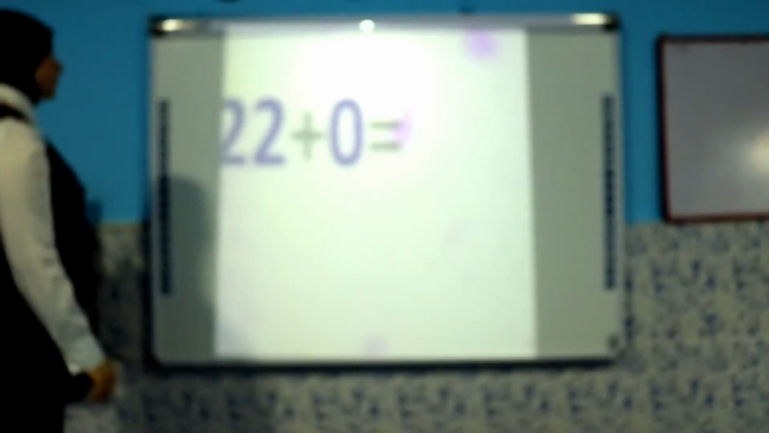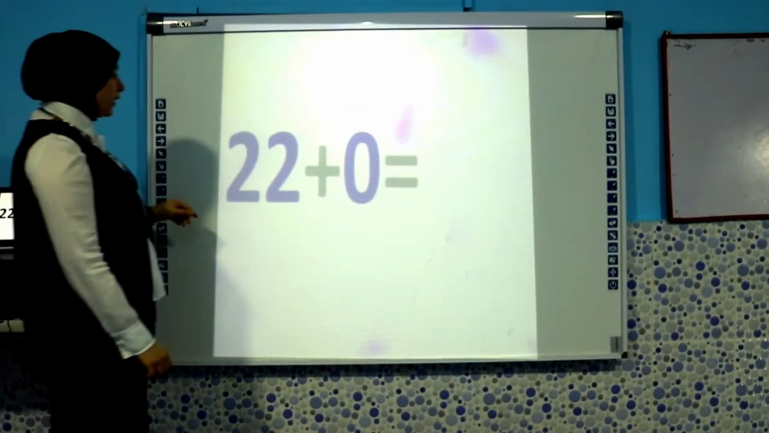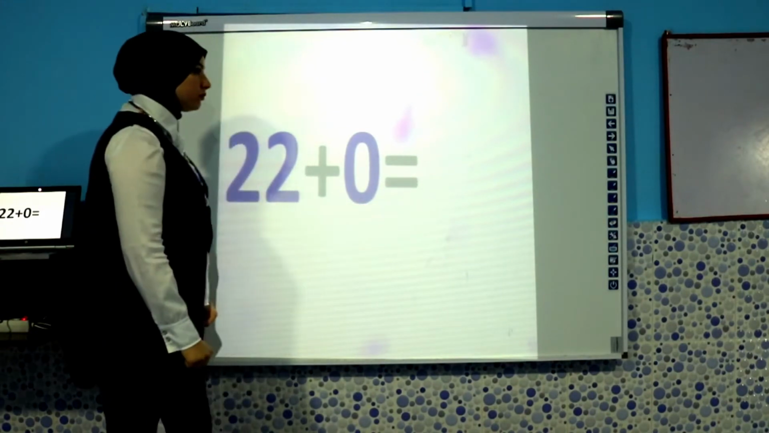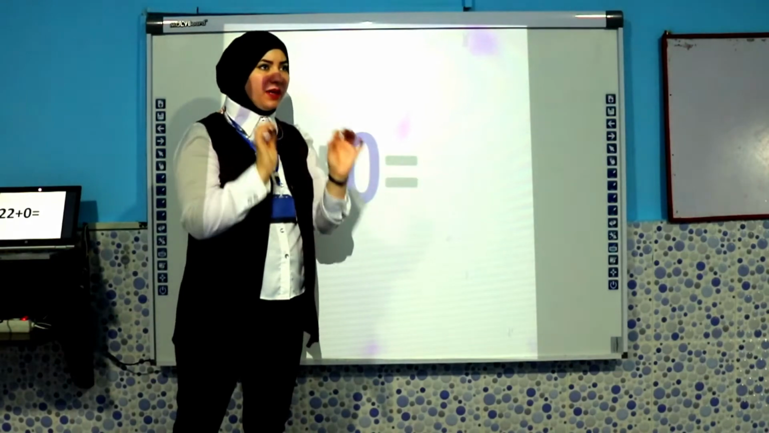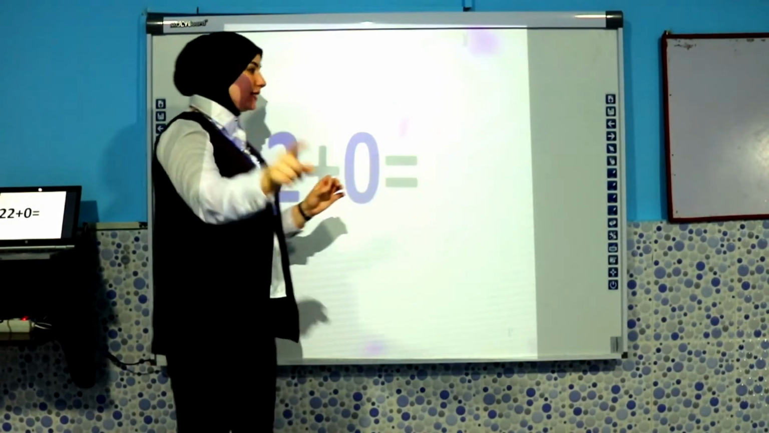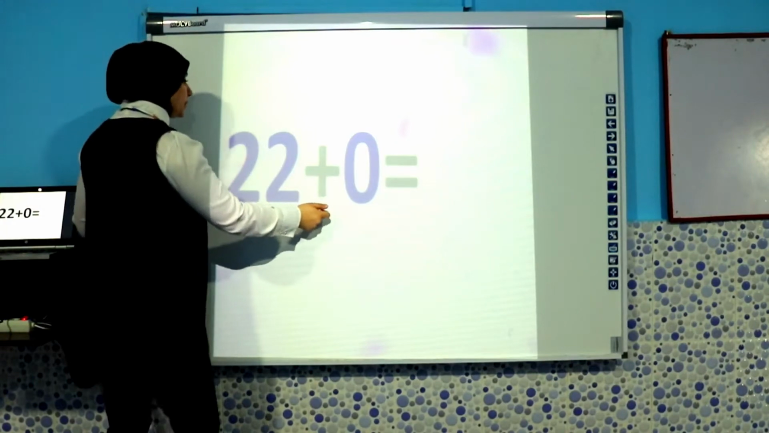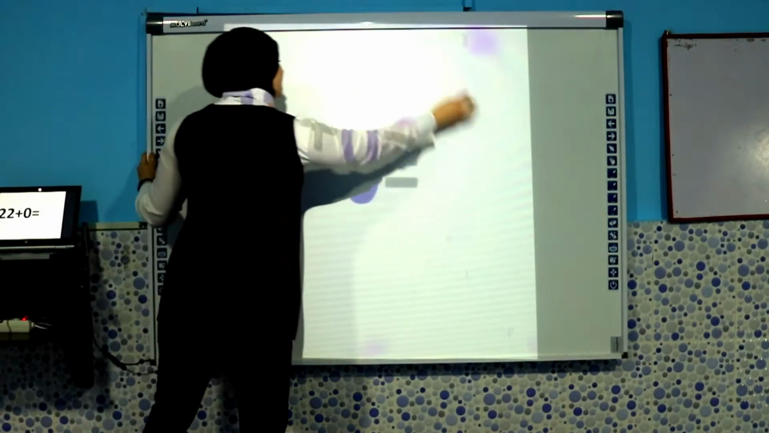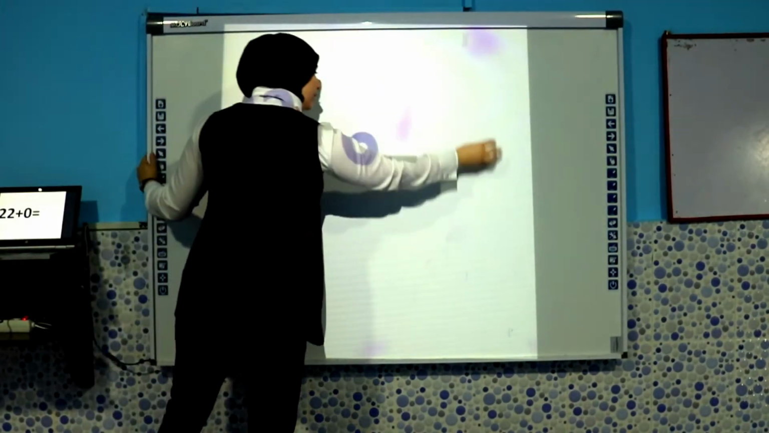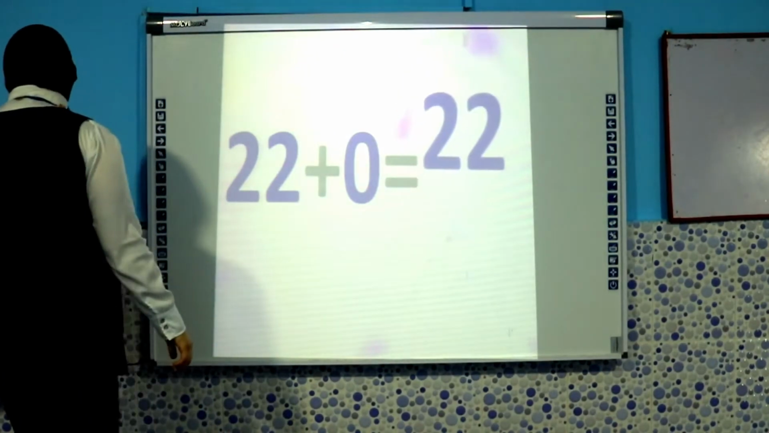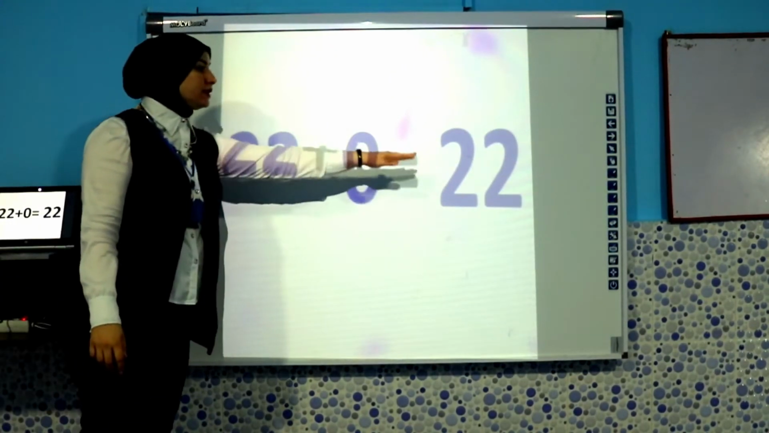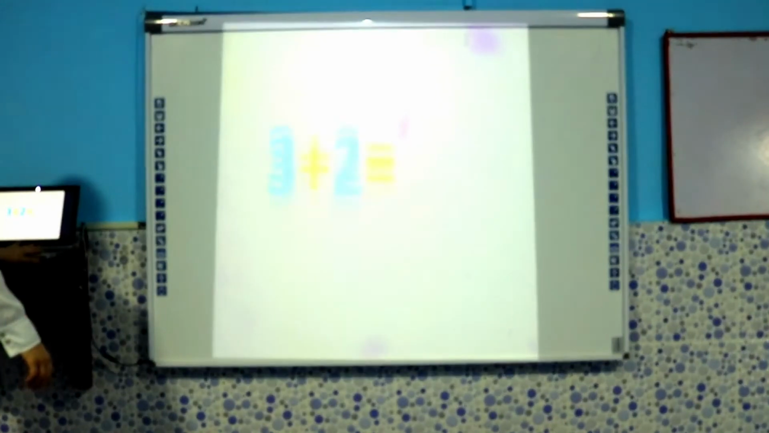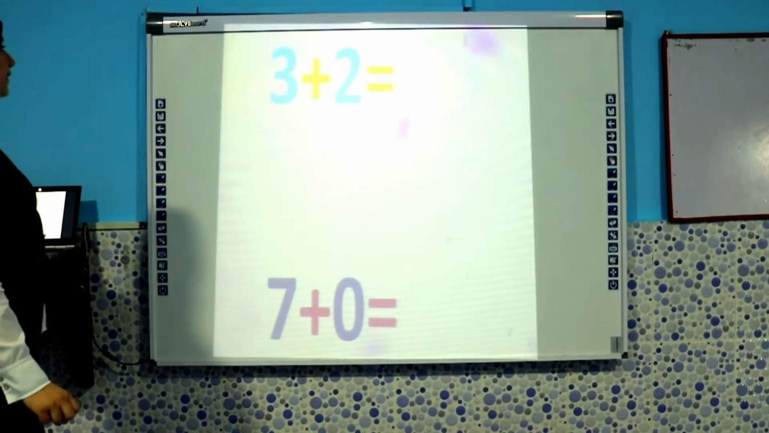Let's see. Ooh, I have here 22 plus 0 equals. Anything plus 0 gives me the same number. Excellent. So 22 plus 0 equals 22. I take my number and get out. Take your number and get out. So anything plus 0 gives me the same number. Excellent. Let's see what we have here.